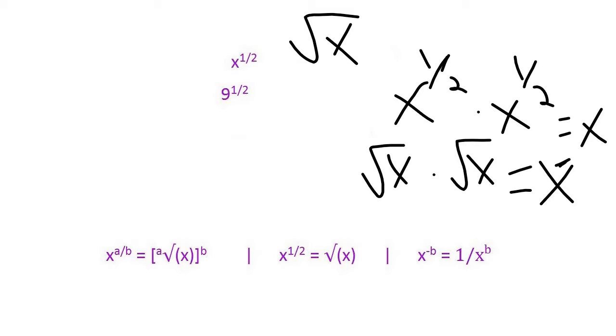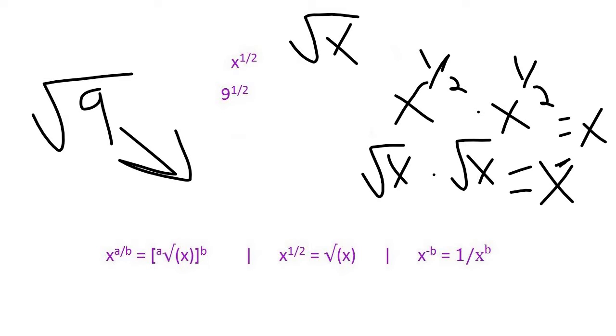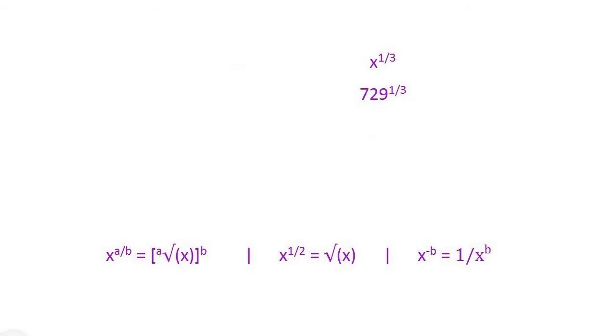So now looking at 9 to the 1/2 power. If we rewrite that as the square root of 9, we can simplify that to 3. Pretty easy. Alright, now looking at these next two example problems, we have x to the 1/3, and that's rewritten as the cubed root of x.